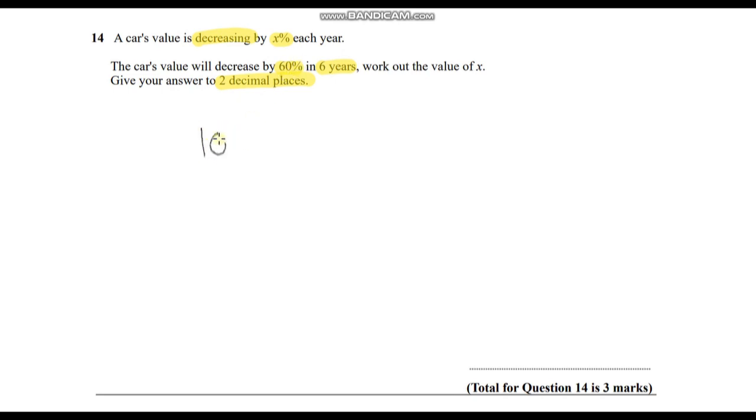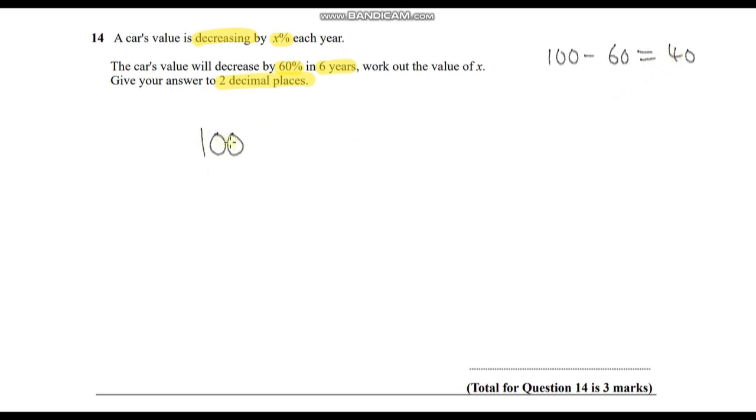So we start at 100%, that's the original value of the car. But it is being decreased by 60% after 6 years. So at the end of 6 years, it is now worth only 40% of the original value, because 100 minus 60 is 40. So at the end of 6 years, it is now only worth 40% of the original value.